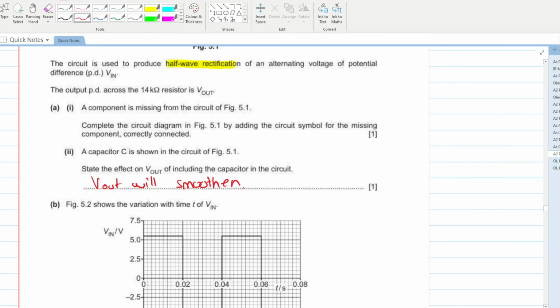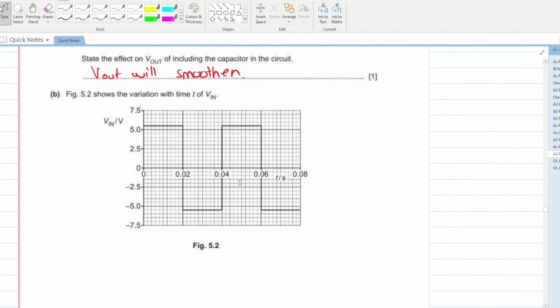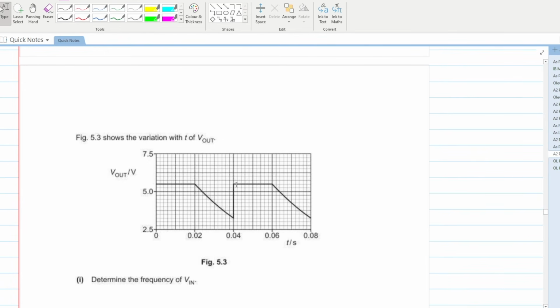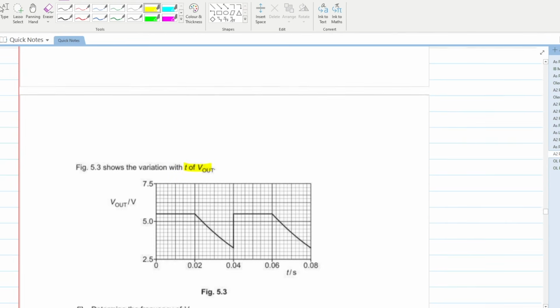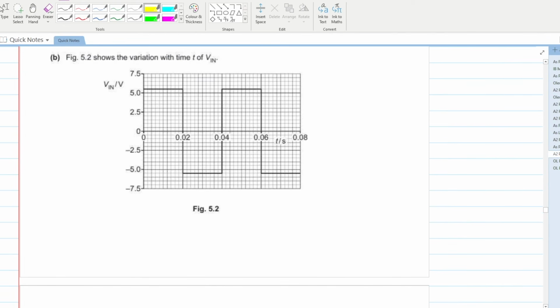Let's move on to part B. Figure 5.2 shows the variation with time t of voltage in. ठीक है, voltage in versus time का graph given है. Okay. Figure 5.3 shows the variation with t of voltage output. Okay, voltage output का graph भी given है. Determine the frequency of voltage in. We have to determine the frequency of voltage in.